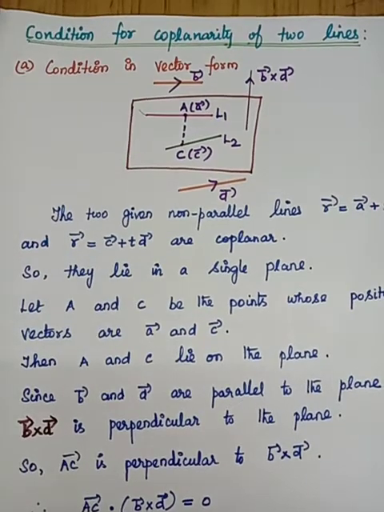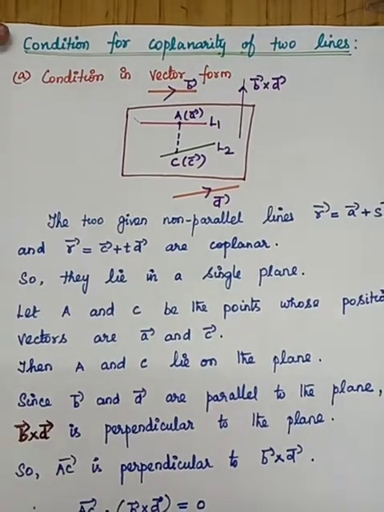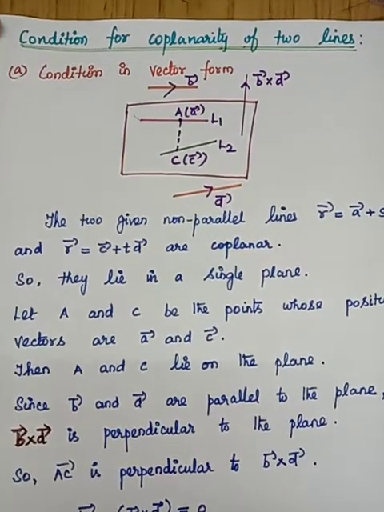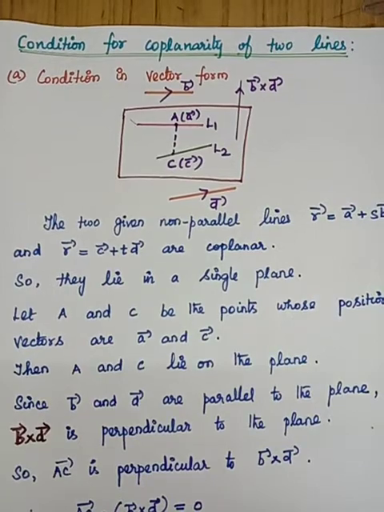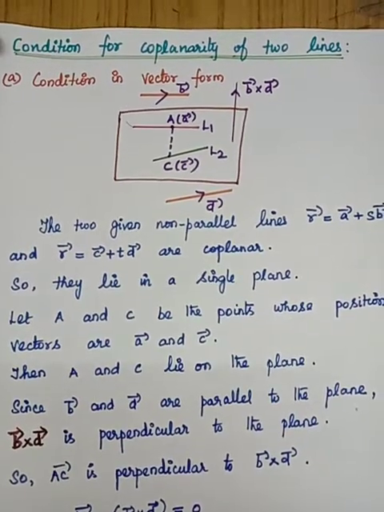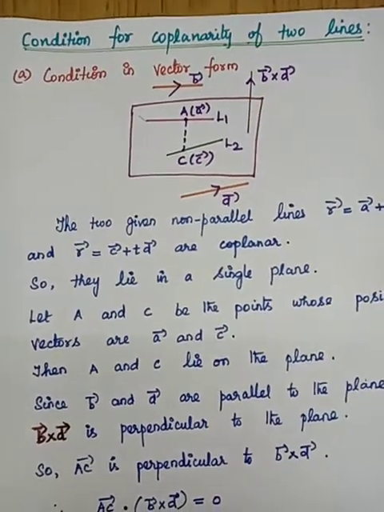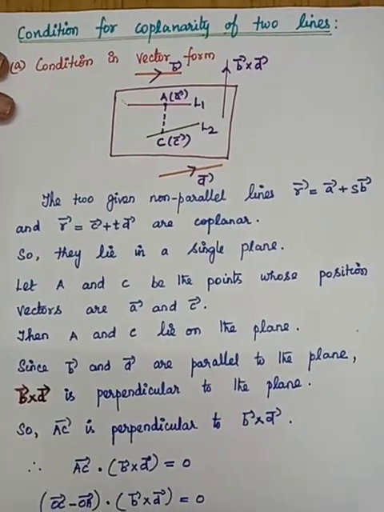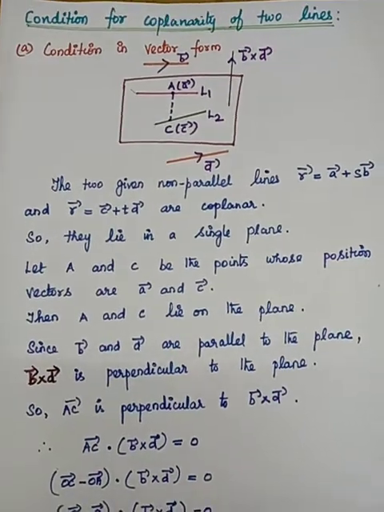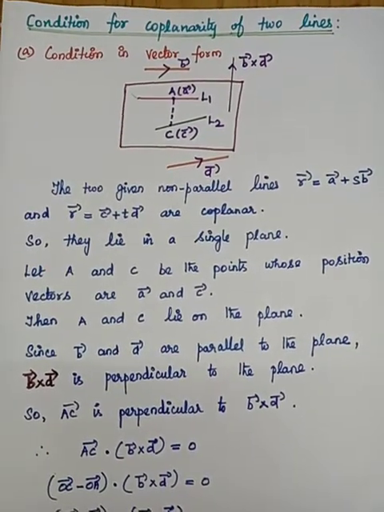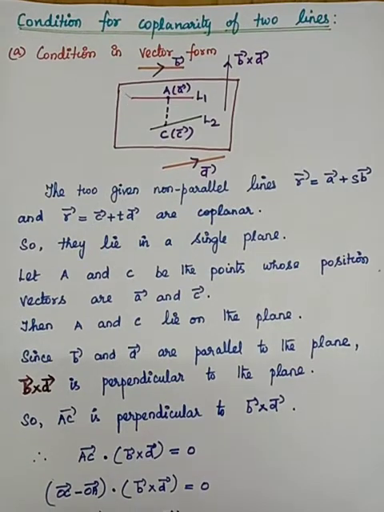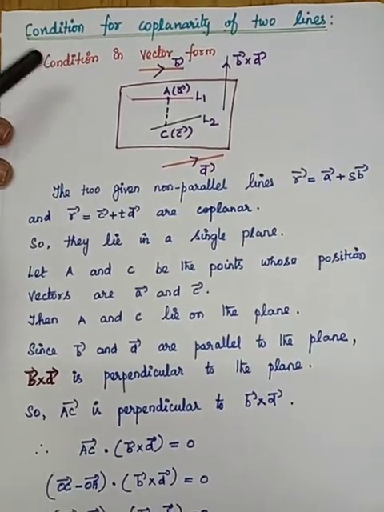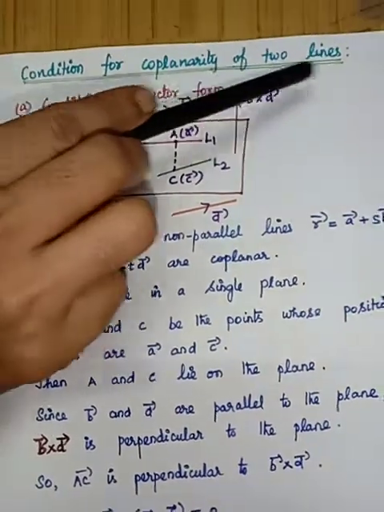Good morning, students. So today our topic is we are going to find the condition for two given lines to be coplanar. Okay, so we are going to see the condition in vector form as well as in the Cartesian form. So coplanar, the two lines are coplanar means they lie on the same plane. Okay, so here we are going to say the condition for coplanarity of two lines.